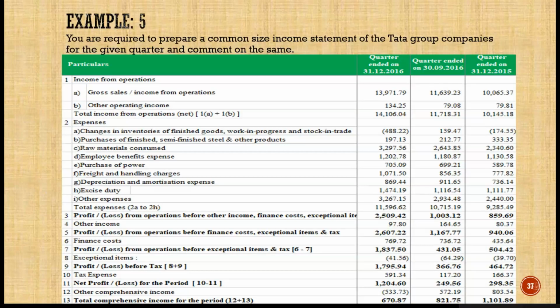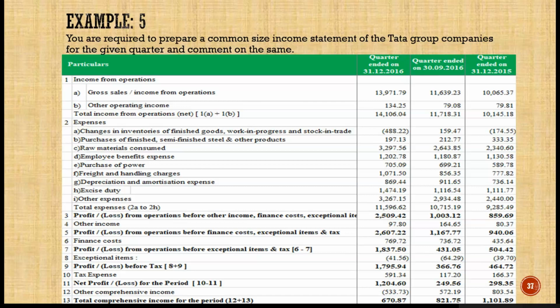Here, you are required to prepare a common size income statement of the Tata Group companies for the given quarter and comment on the same. So you can see here the various figures. First is particulars, and the information given is for the quarter ended on December 2015. Then the next quarter is ended on 30th September 2016. And then the quarter ended on 31st December 2016.